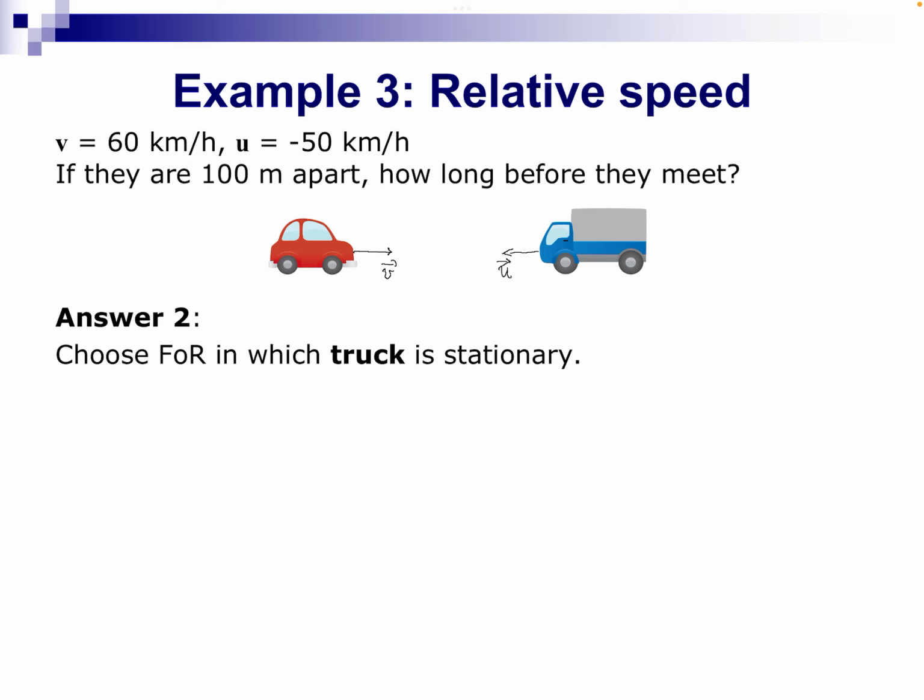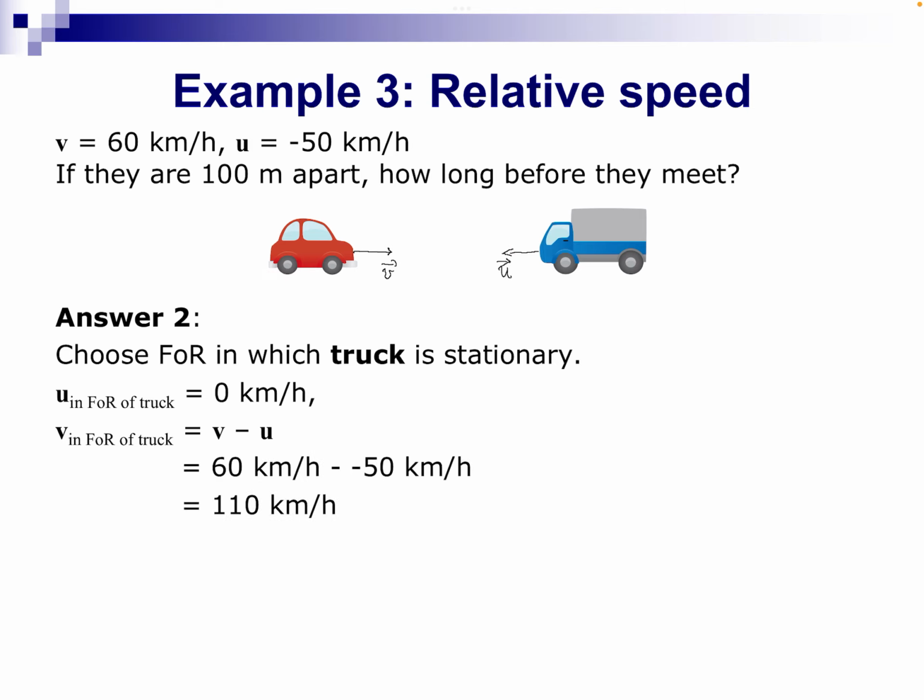Right, as I've mentioned, the frame of reference is arbitrary, so we can also choose the frame of reference in which the truck is stationary, in which case we calculate the time before they meet from the point of view of a person in the truck. So the velocity of the truck in the frame of reference of the truck will be 0 kilometers per hour. It's as if the truck was not moving, but the velocity of the car in the frame of reference of the truck will be the sum of the two velocities of the moving vehicles.